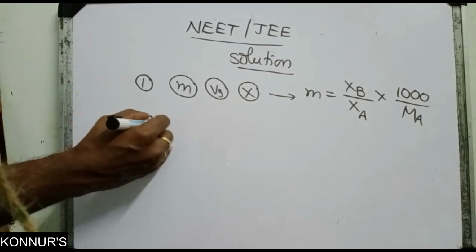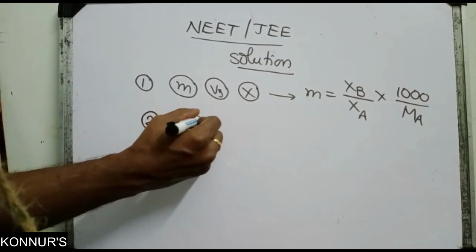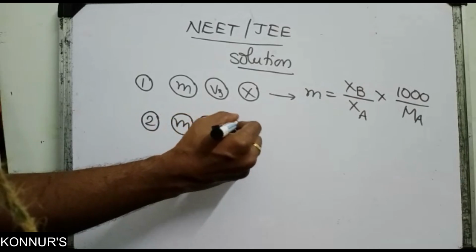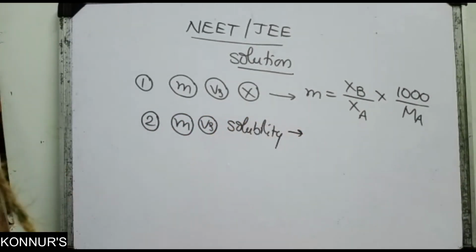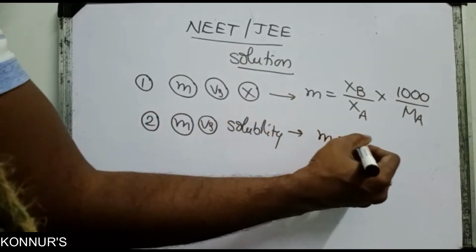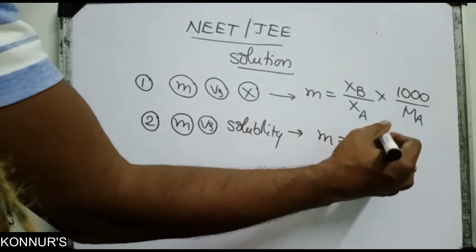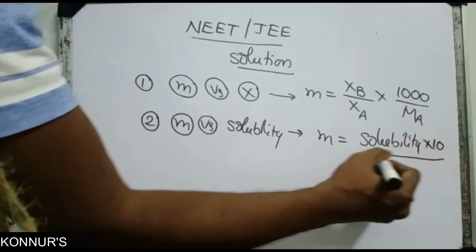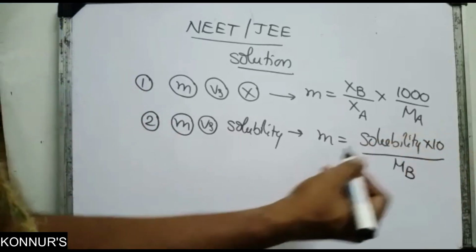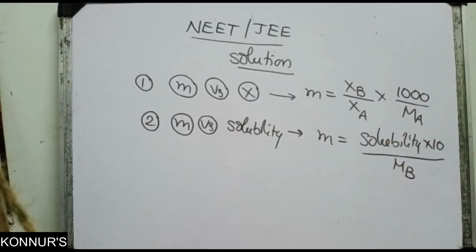Next, another one, molality small m versus solubility. They will provide molality and ask for solubility. So the molality equals the solubility into 10 by molecular weight of solute B.